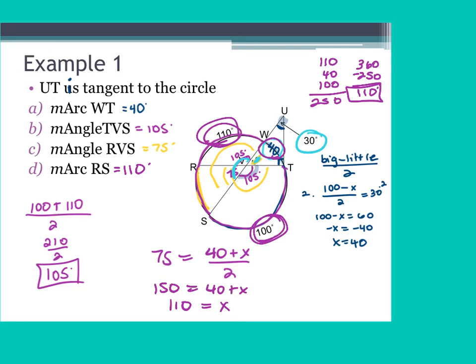How do you solve for RS? You could do two things. One is add the 3, nope, not that one. Add 110, 40, and 100 and subtract it from 360. Or for RS, the relationship with 75 and 40 would be that 75, because that's my floating angle, equals 40 plus what we don't know divided by 2. And we solve it that way. So you could do it either way.